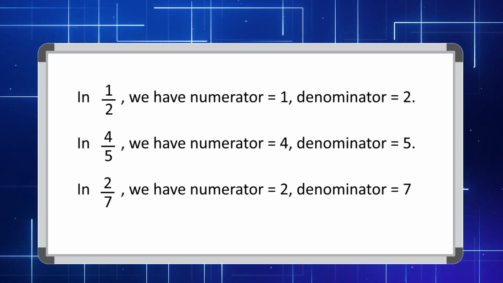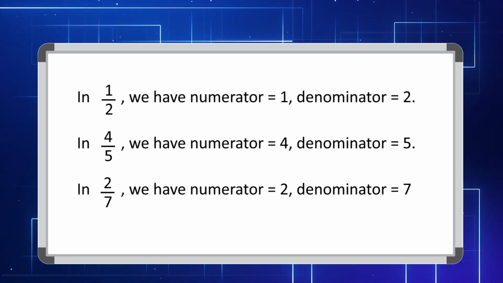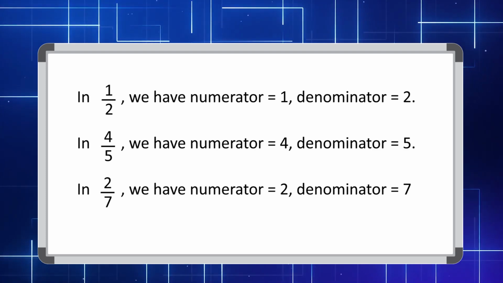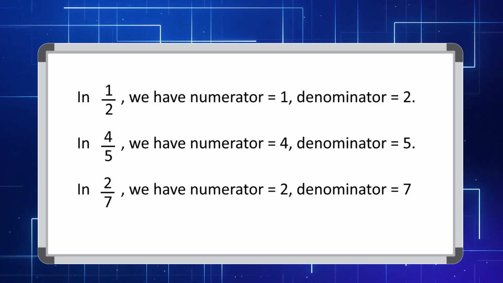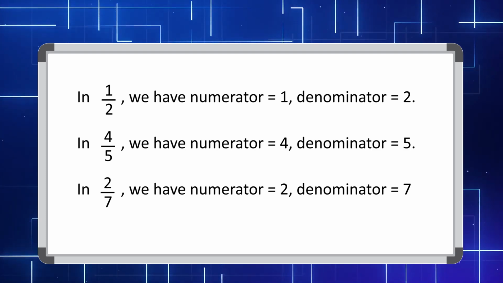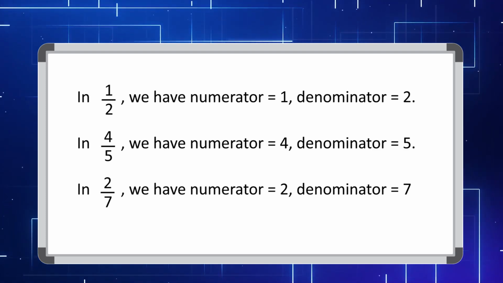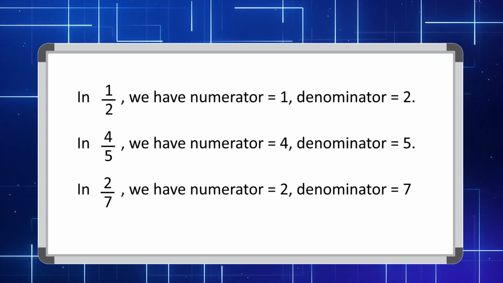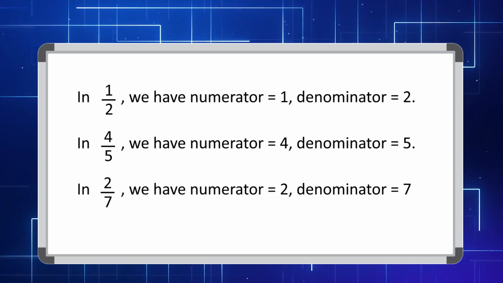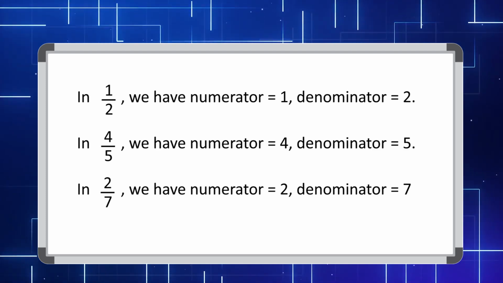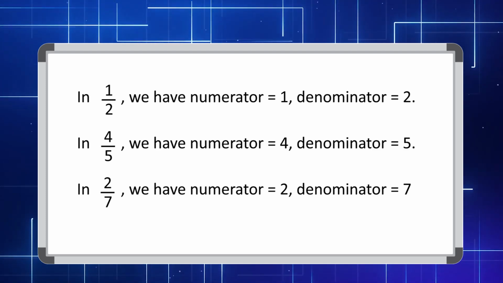In 1/2, we have numerator equal to 1, denominator equal to 2. In 4/5, we have numerator of 4, denominator equal to 5. In 2/7, we have numerator equal to 2, denominator equal to 7.